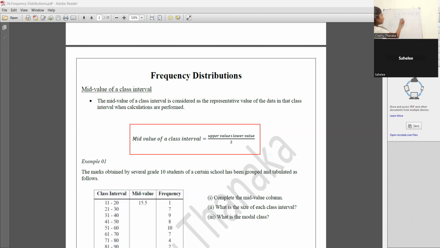So let's see the third one also. We just add these two values, 12 plus 14 divided by 2. Then here answer is 26 over 2. Then the final answer is 13. Okay, this is the way how we find the mid value.